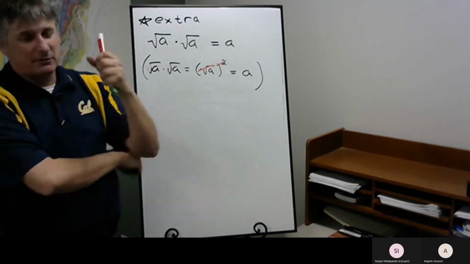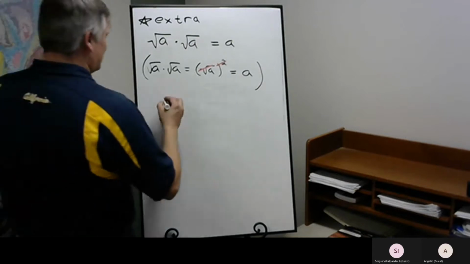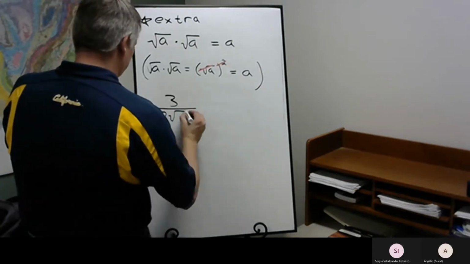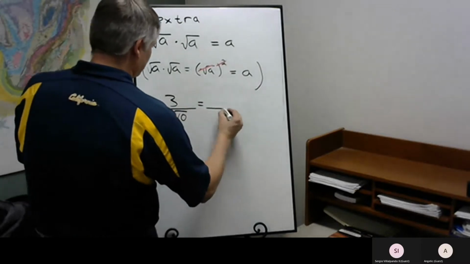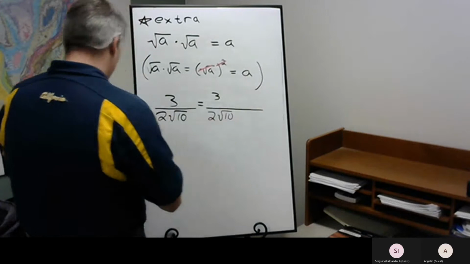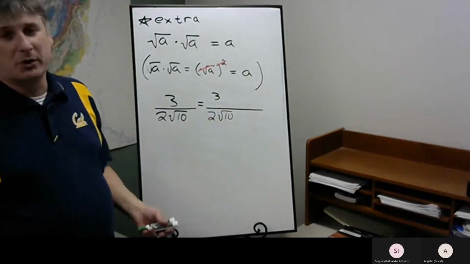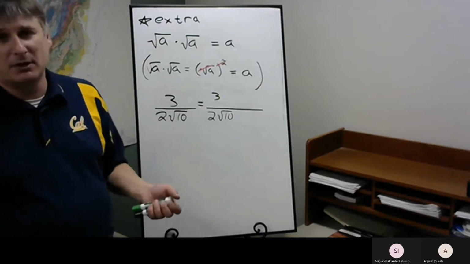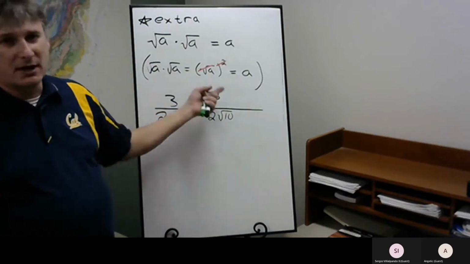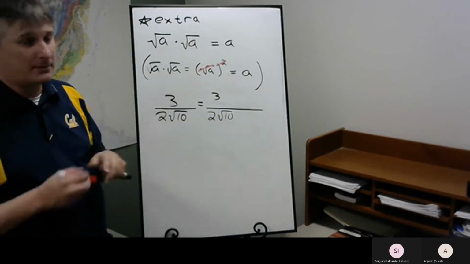So one way to get rid of a radical or a square root in a denominator, so let's say you have this, you multiply top and bottom by the square root of 10. And the thing with multiplying and dividing with fractions, what you do to the top, you've got to do to the bottom. What you do to the bottom, you've got to do to the top.